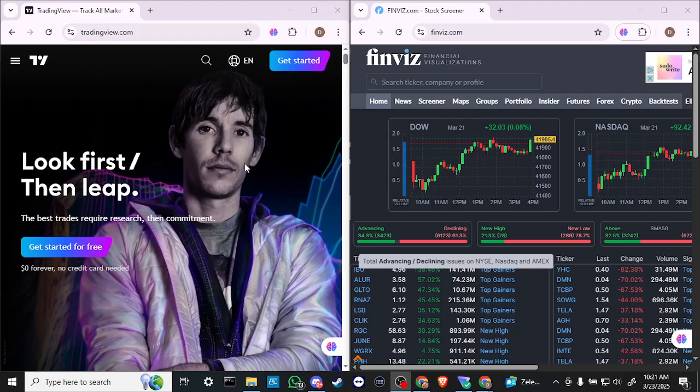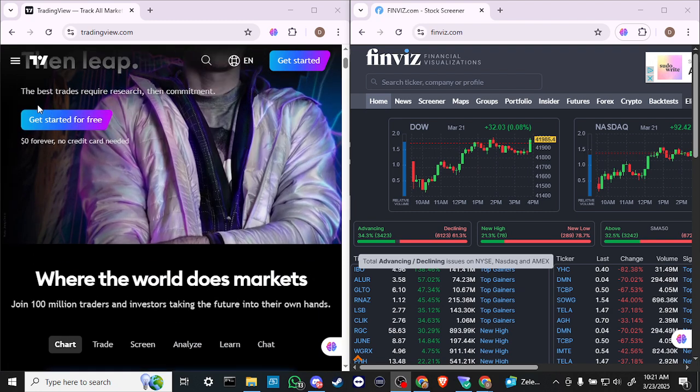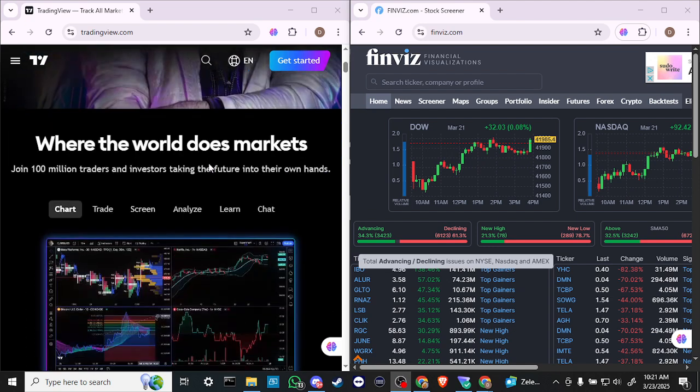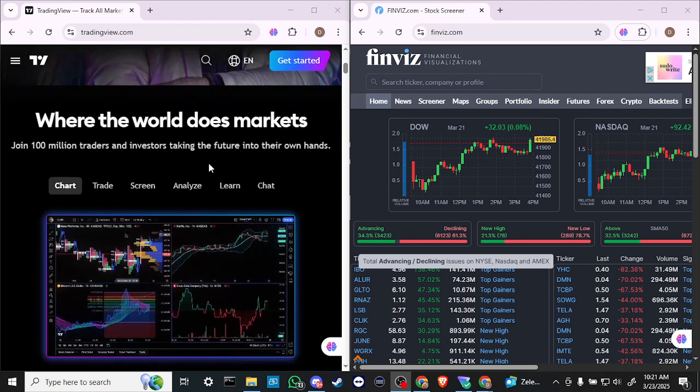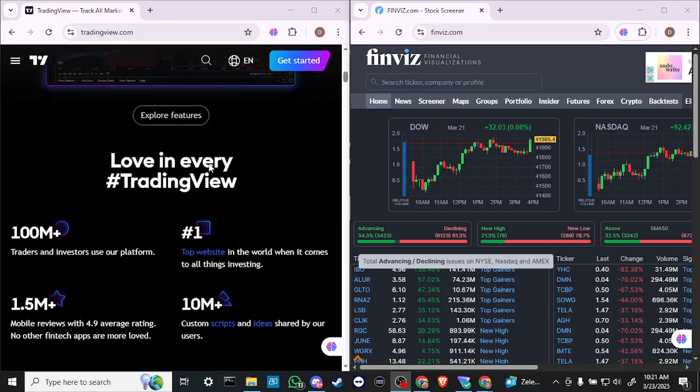You can see that with TradingView, look first, then leap. The best trades require research, then commitment. Get started for free, $0 forever, no credit card needed. Where the world does markets. Join 100 million traders and investors taking the future into their own hands.